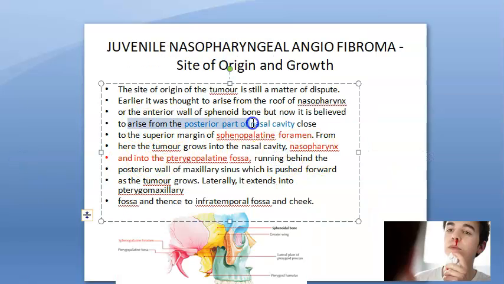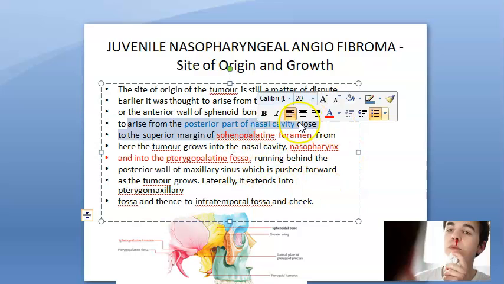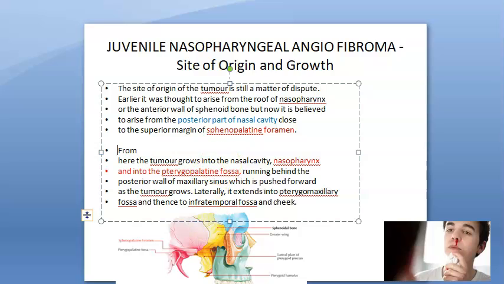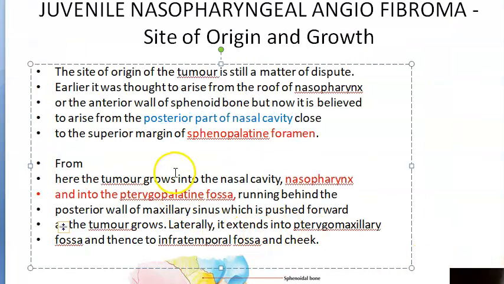So read this again. It arises from the posterior part of the nasal cavity close to the superior margin of the sphenopalatine foramen. From here it will start growing. From the nasal cavity, posterior part, it starts growing. So it grows into the nasal cavity, nasopharynx, and into the pterygopalatine fossa.